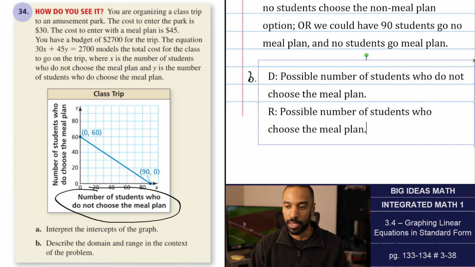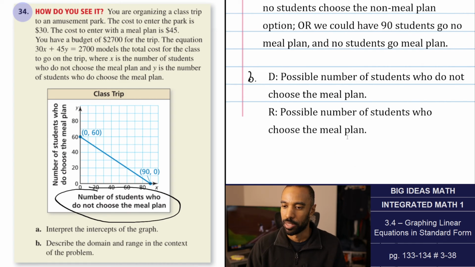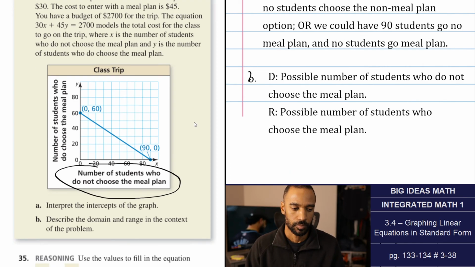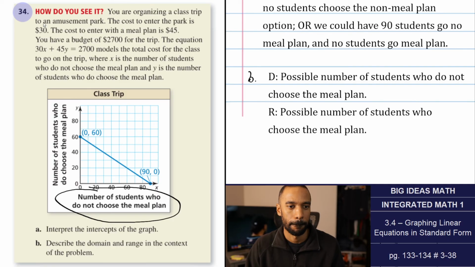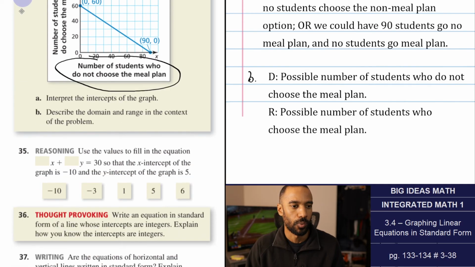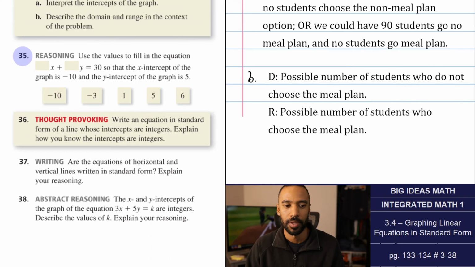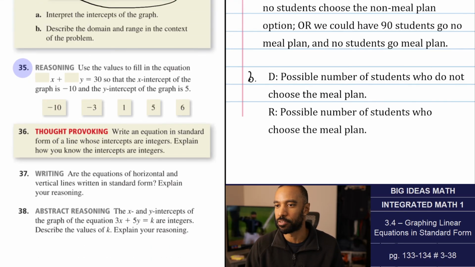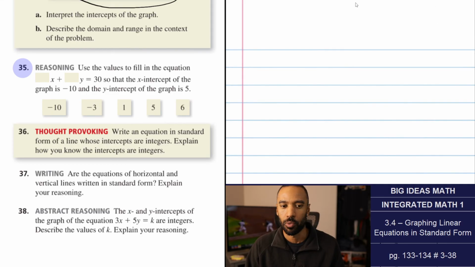That's describing the domain and range of the problem in the context of the problem. Okay, number 35. Reasoning. Use the values to fill in the equation here so that the x-intercept of the graph is -10 and the y-intercept of the graph is 5.